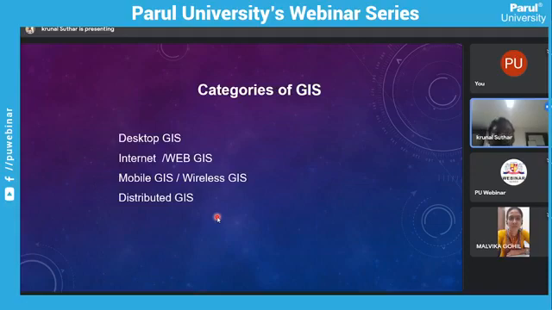So GIS is further divided into three parts. Desktop GIS, whatever you use on a computer, is a desktop GIS. Internet and web GIS, it is known as cloud services, from where you can access your information and data and you can upload. Further, mobile GIS, which is helpful for analysis from your mobile or handheld device. Third part is distributed GIS, which is based on your servers and internet. So the same data can be accessed at multiple locations.